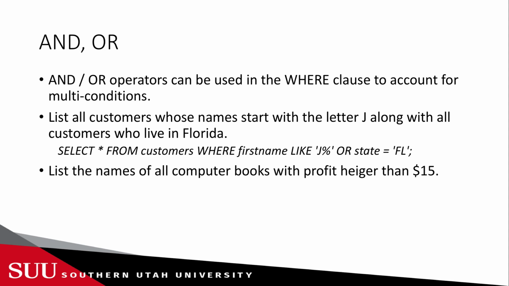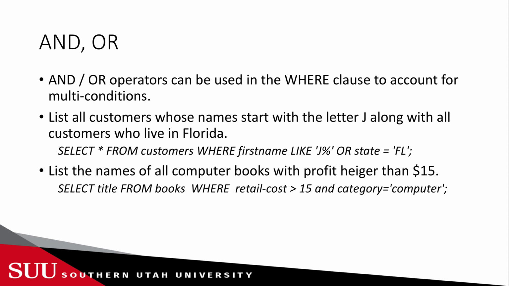Another example, when I say list the names of all computer books with profit higher than $15. Now, what is the profit? We have seen this in one of the previous videos. The profit is the retail minus cost. So if the retail minus cost is larger than 15, this is one condition, and the category is equal to computer, this is another condition. And we will have to AND those together because I'm looking for all computer books with the profit higher than 15. So I'm looking for both conditions to be true. And this is the simple query for that. So select title from books where retail minus cost is larger than 15 and category is equal to computer.